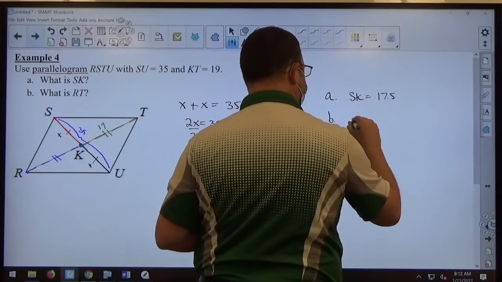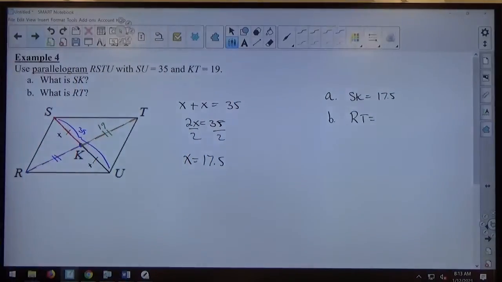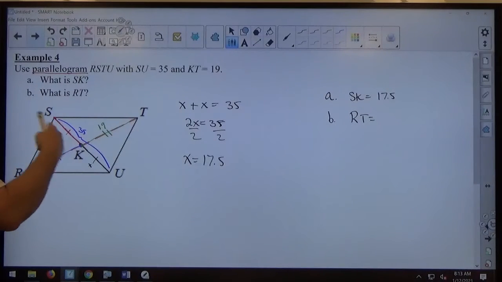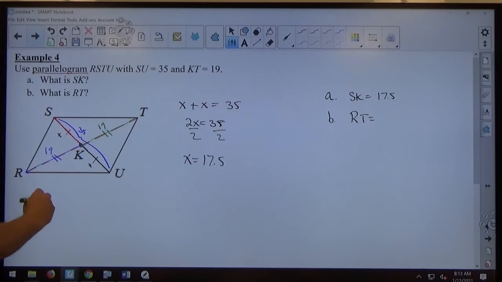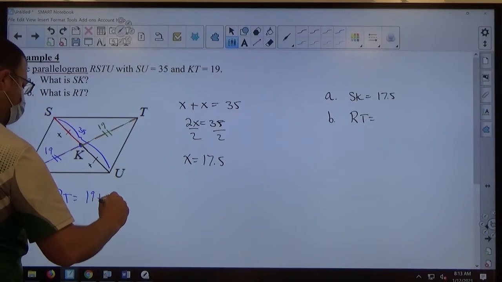Part B, they're asking for RT. So RT is the length of this whole piece. Well, we know that KT is 19, so how big is KR? 19. So RT, the entire length, should equal 19 plus 19, which is equal to 38.